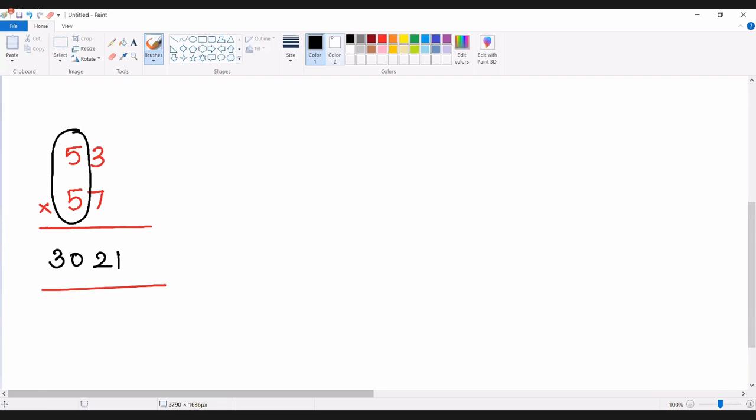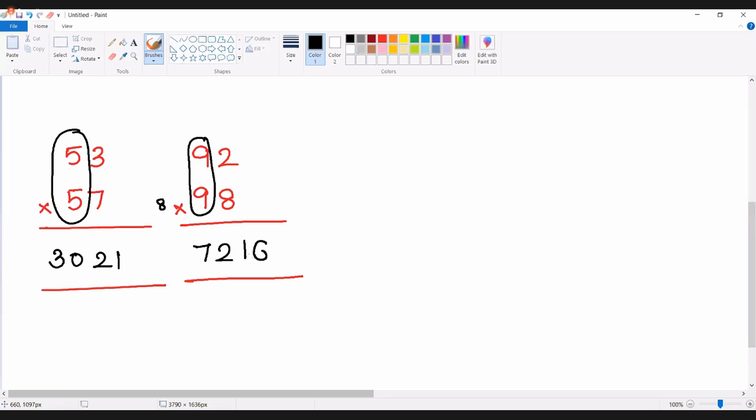3021. Tell me what is the answer choice for these numbers. 92 with 98. What will be the resultant? So when you are multiplying 92 into 98, the leftmost digit is going to be 9. Multiply with the next number. 9 into 8 is giving a result as 72. 8 into 2 is going to be 16. Answer choice must be 7216.